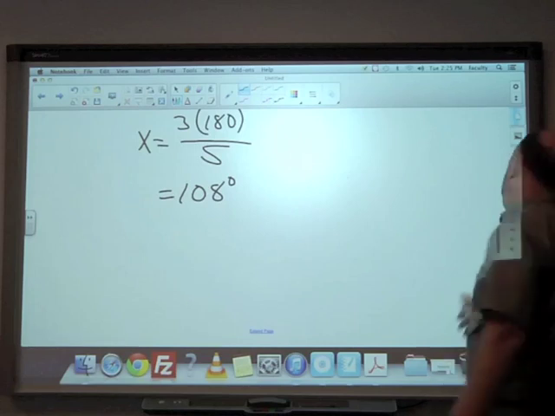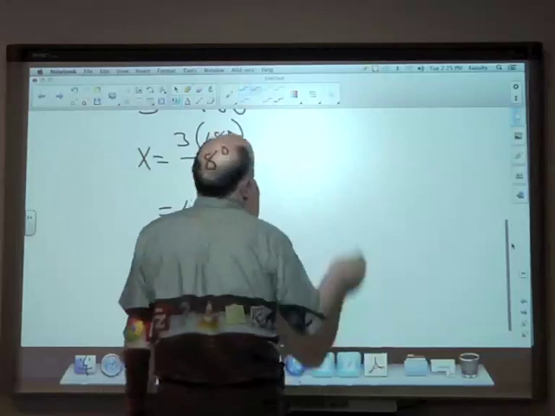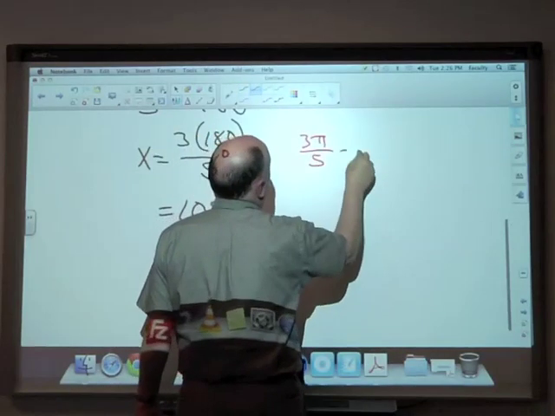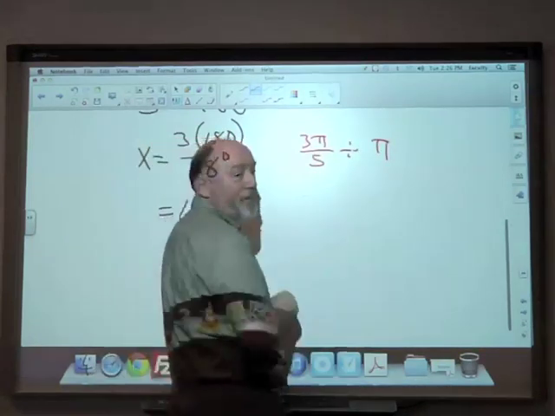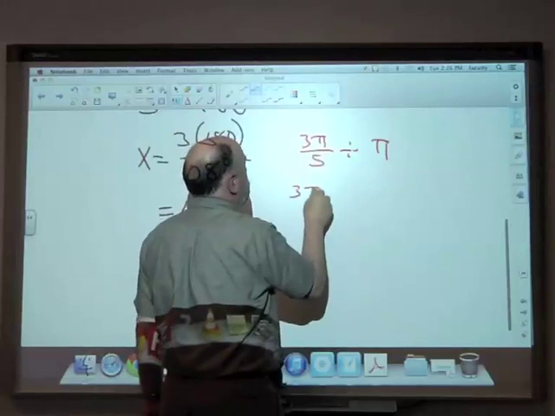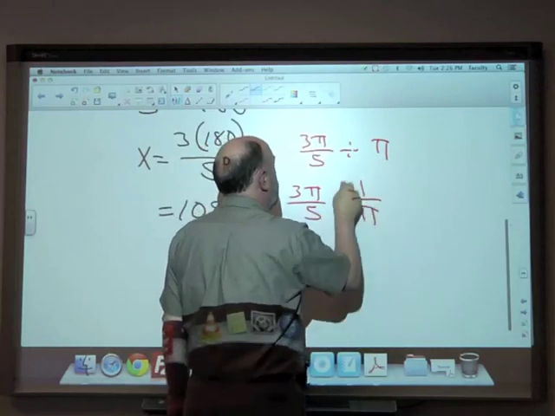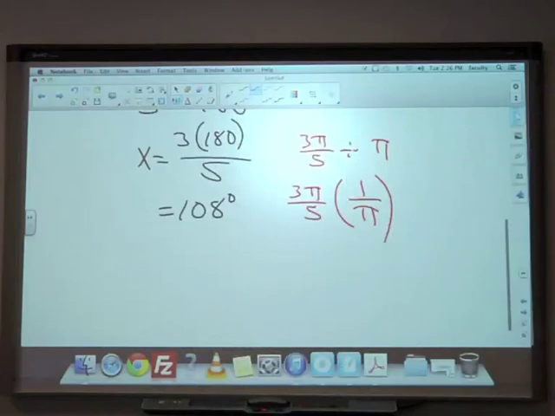Now, the reason why they cancel each other, let's go back up. You got 3 pi over 5 divided by pi, right? And how do you divide fractions? You leave the first one the way it was, change the sign to multiplication, flip the other one over, and so you got a pi on top, pi on bottom, they go away. So the pi's will always go away.